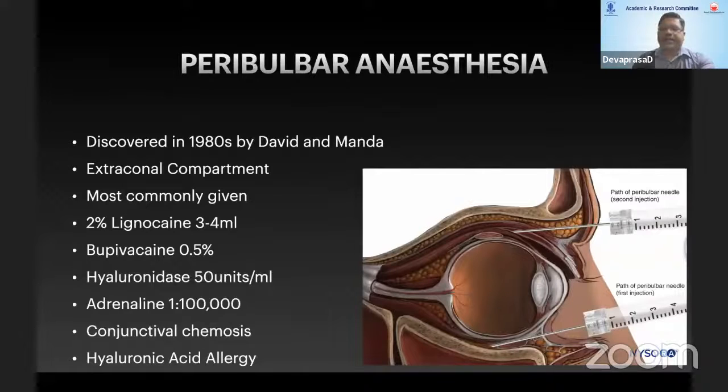It was discovered in 1980 by Davis and Mandel. It is given in the extraconal compartment, 2% lidocaine, 3 to 4 ml, coupled with bupivacaine, which is a long-acting anesthetic, around 0.5%. Usually it is mixed with hyaluronidase, 50 units per ml. It can be mixed with adrenaline in the concentration of 1:1 lakh. The main drawbacks are conjunctival chemosis and, rarely, hyaluronidase allergy.